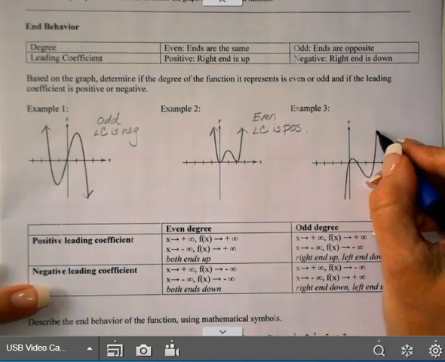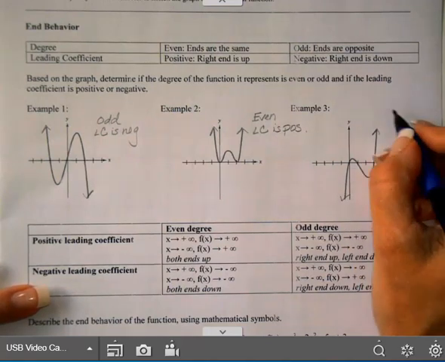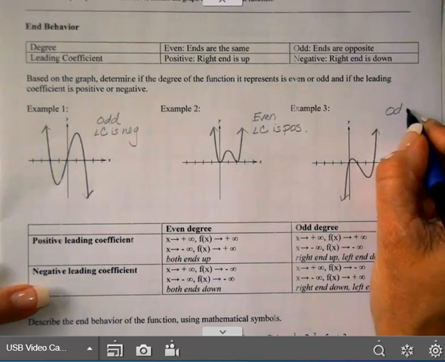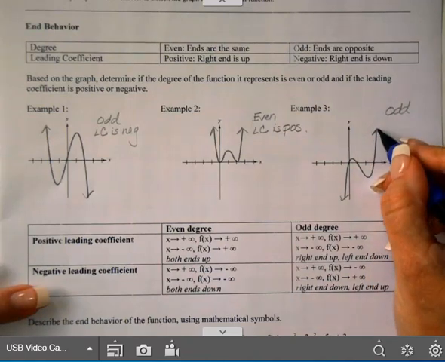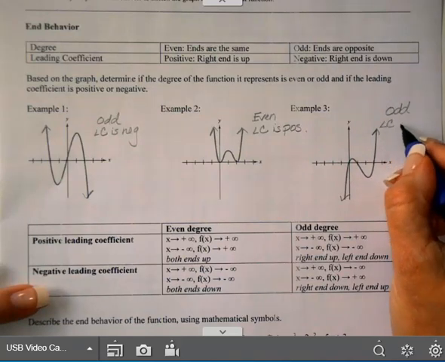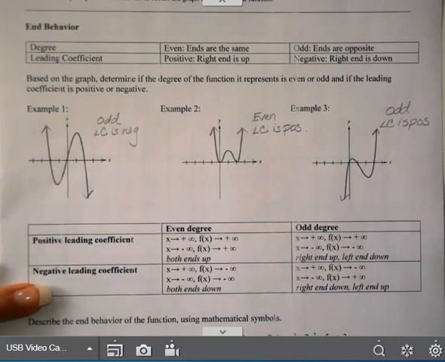And the next example, the ends are going opposite directions, so that's going to be odd. And as I go to the right side, it's going up, so that means my leading coefficient is positive. This chart says the same thing.